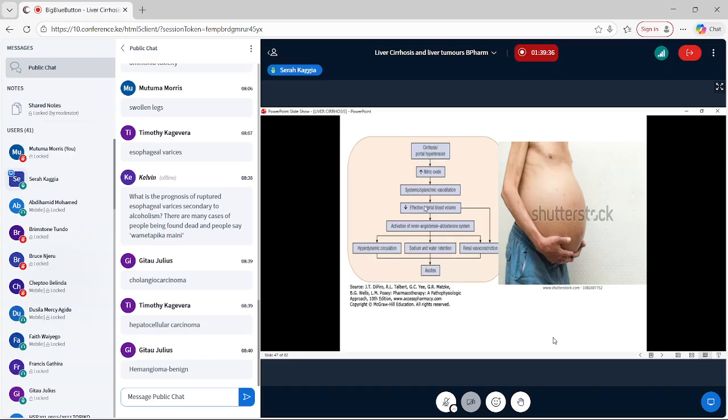So there are different mechanisms for the ascites. There's a low albumin because the liver is not synthesizing. And then there's also this mechanism that I have put across that causes fluid inside here, in the ascites. So that's the other way of getting ascites.